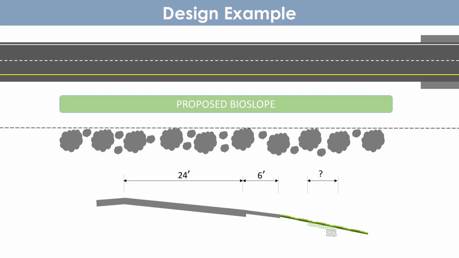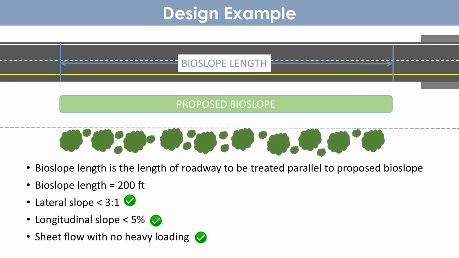There is no off-site or bypass runoff. The right-of-way has 25 feet available for a bioslope and pre-treatment filter strip along the length of the roadway. Using this information, let's determine the bioslope width. This project appears to be a candidate for a bioslope BMP, as there appears to be sufficient right-of-way along the full 200-foot length of the roadway to be treated.